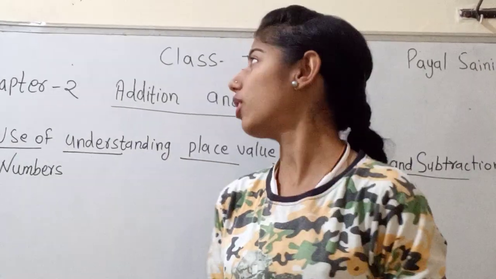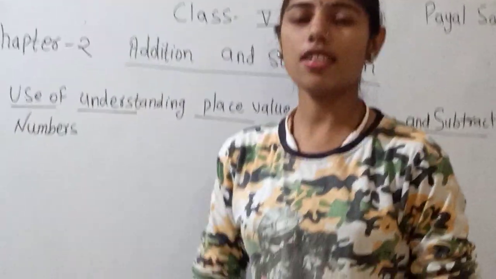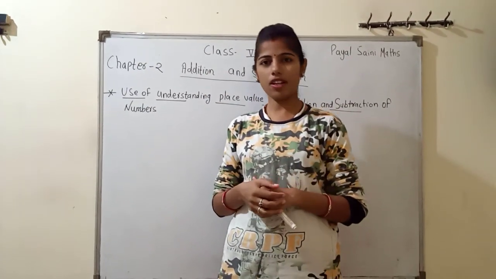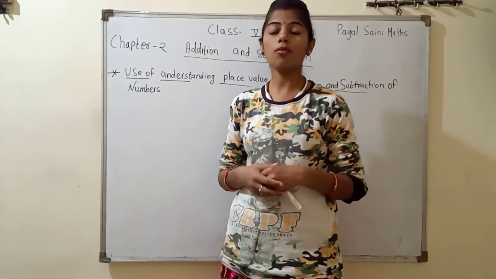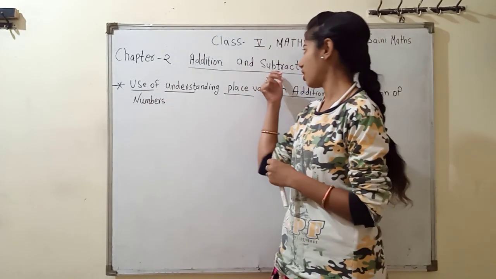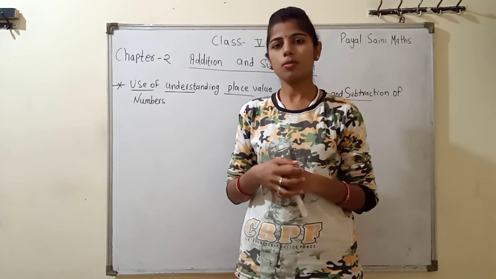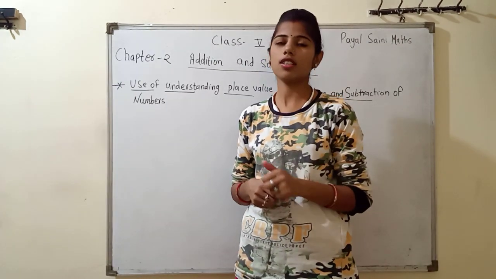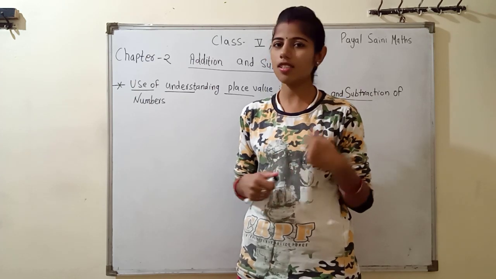In chapter number 2, we learn and understand, with explanation, addition and subtraction. Addition means adding two or more numbers. Add means plus, and subtraction means minus, taking one number away from another. In 4th class you understood 3-digit addition and subtraction.